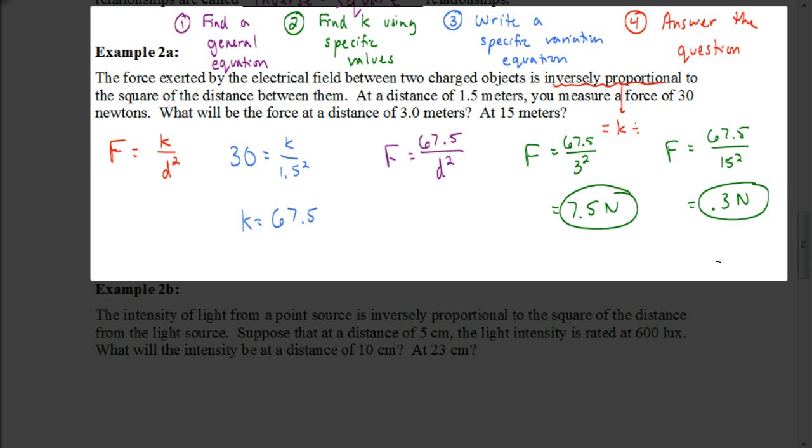Which illustrates an important point about inverse variation, which is as your independent variable increases, your dependent variable is going to decrease. So when we go from 3 meters to 15 meters, our force should be decreasing. And sure enough, it does. It goes from 7.5 newtons to 0.3 newtons.